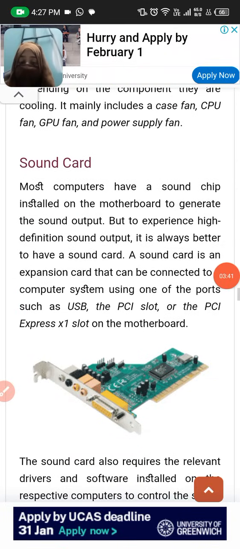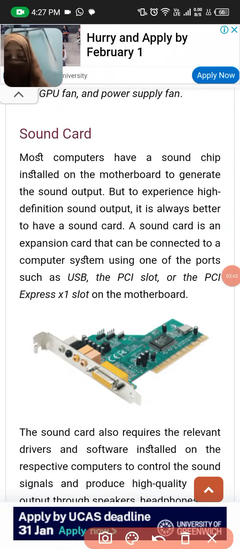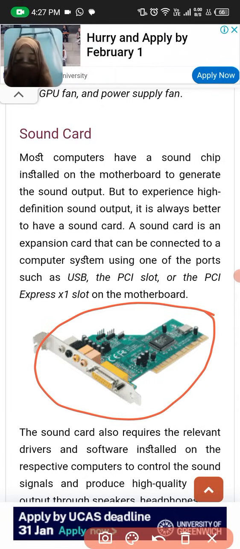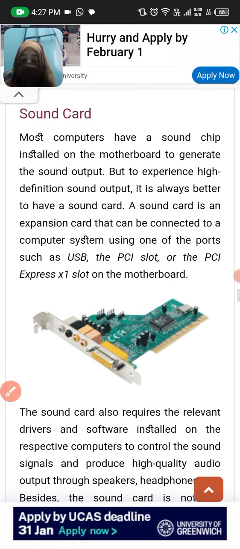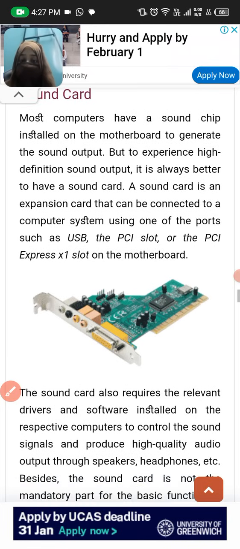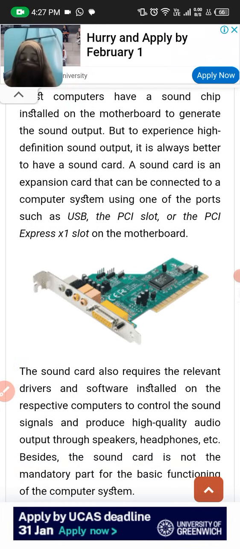The next part is the sound card. As the name implies, it will control the sound of the computer. Here is the image which I have shown you. Most computers have a sound chip installed on the motherboard to generate the sound output. But to experience high definition sound output, it is always better to have a sound card.